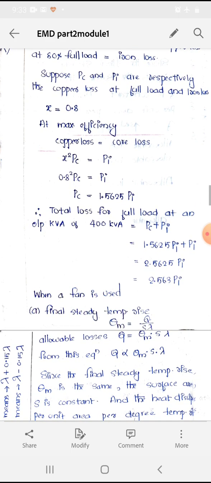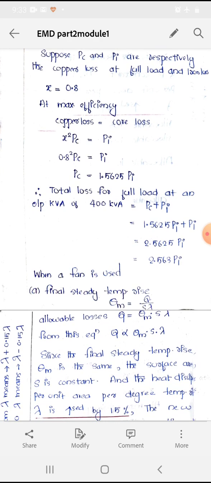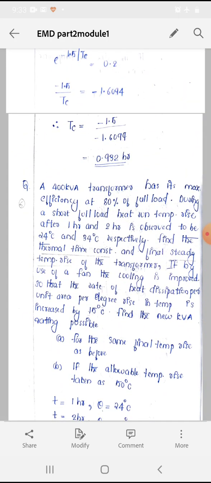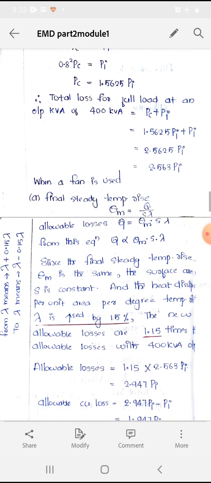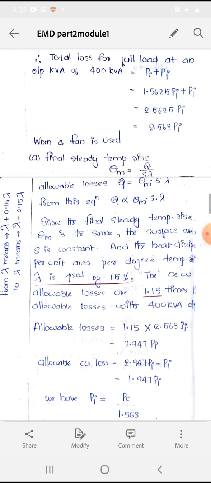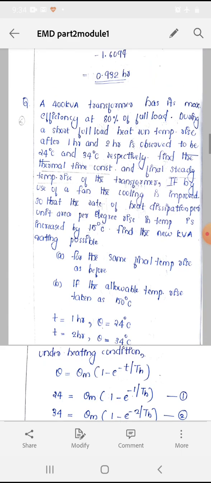Therefore, the total loss at full load is copper loss plus core loss, so we got 2.563 Pi. Now we will check the first condition. If a fan is used, the final steady temperature rise theta m is obtained from the previous value, and we also obtained the time constant. So if a fan is used, first we need to find the allowable losses.